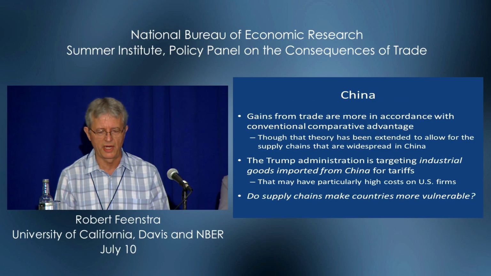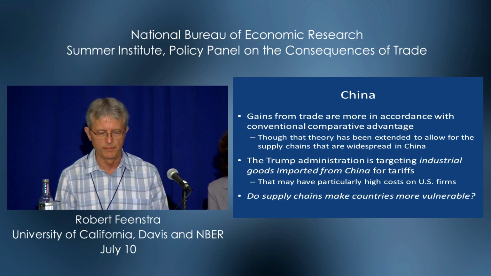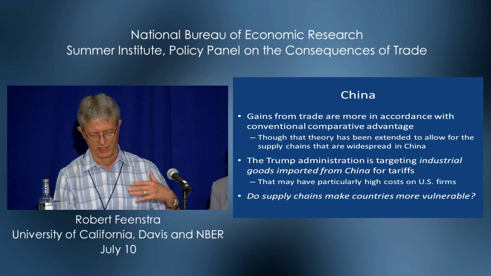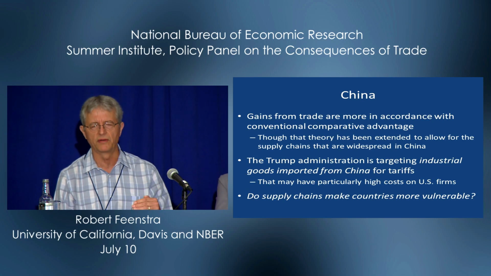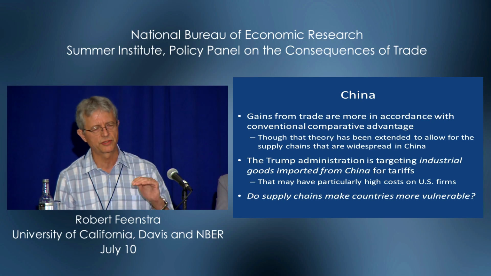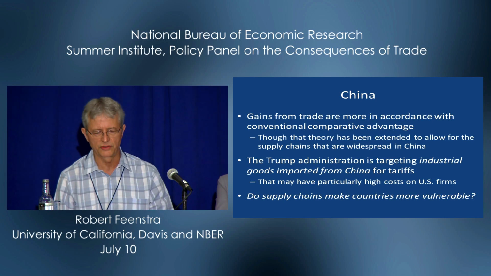We might think that the gains from trade in China are more in accord with conventional comparative advantage, but of course, we definitely need to extend that theory to allow for the very strong roles of supply chains in China that many people in this room have studied and written about. Surprisingly, the Trump administration is actually targeting industrial goods imported from China for the US tariffs and not consumer goods. I say surprising because that might have particularly high cost to US firms. Perhaps the explanation is the Trump administration is trying to avoid the direct cost to US consumers that they might see in the price tag in stores and are willing instead to put it on firms, but it's still surprising.